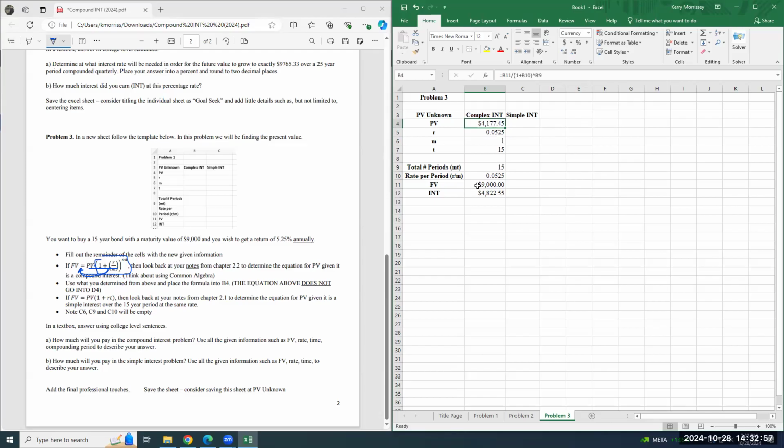So if we wanted to grow into $9,000, given all of this amount, we need to start with $4,177.45.